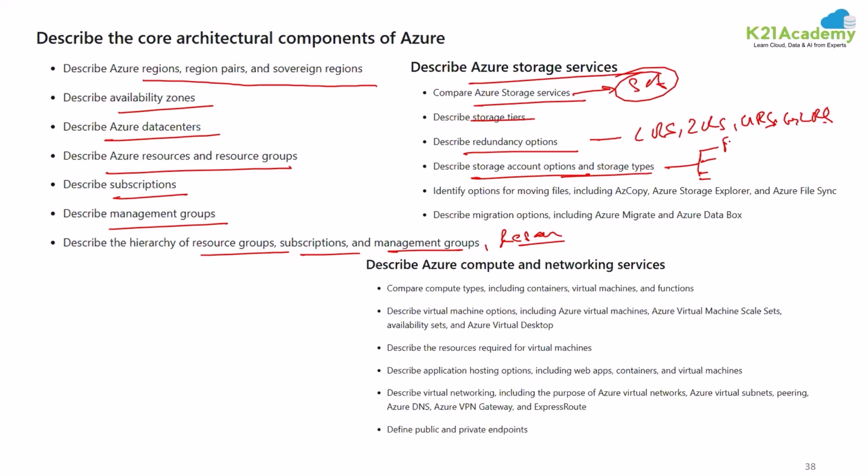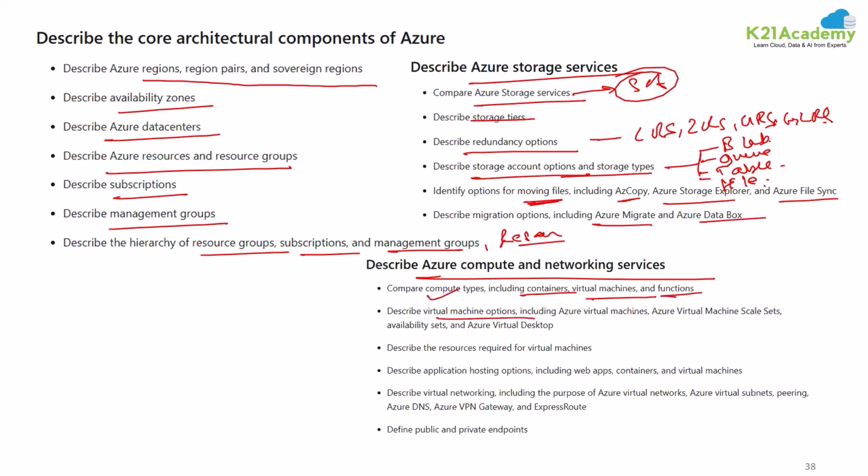The main services that we have are blob service, queue service, table service, and file service, right? And then identifying options for moving files by using AzCopy, Storage Explorer, Azure File Sync, and Azure Migrate Data Box. We have discussed that. Under compute and networking, we have discussed different types of compute: containers, virtual machines, and functions. When it comes to virtual machines, we have talked about Azure Virtual Machine, Azure Virtual Machine Scale Set, Availability Set, and Azure Virtual Desktop.